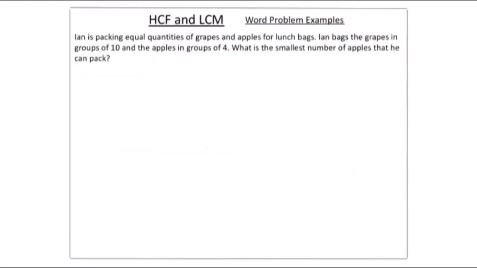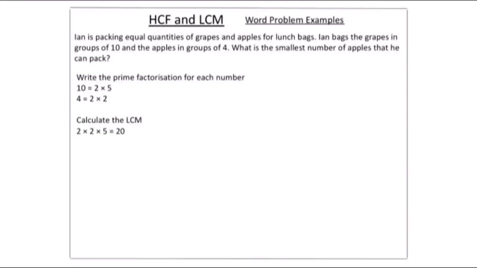Here we have another question. Ian is packing equal quantities of grapes and apples for lunch bags. Ian bags the grapes in groups of 10 and the apples in groups of 4. What is the smallest number of apples that he can pack? Now notice the word smallest, which shows that we have to use the lowest common multiple over here.